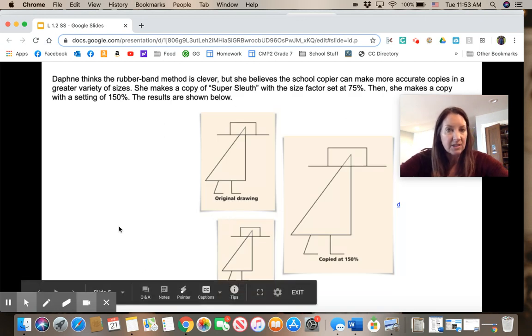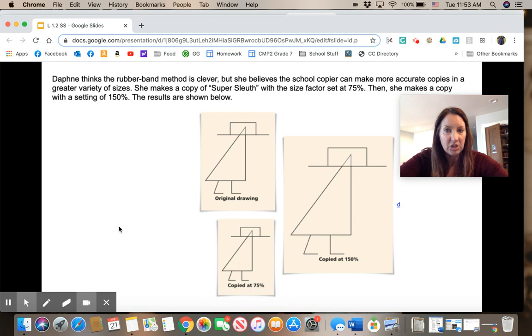So Daphne thinks the rubber band method is clever, but she believes the school copier can make more accurate copies in greater variety of sizes. I'm pretty sure it's definitely going to be more accurate. She makes a copy of the Super Sleuth with the size factor set to 75%. Then she makes a copy with a setting of 150%. The results are shown below.